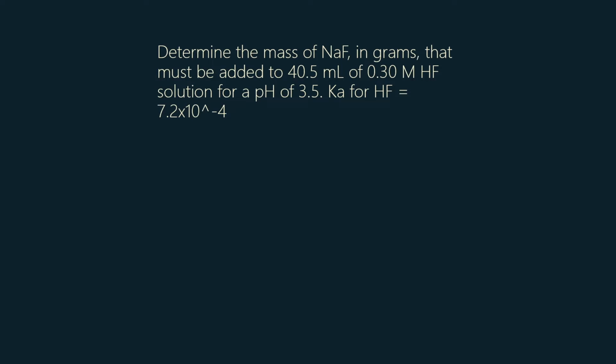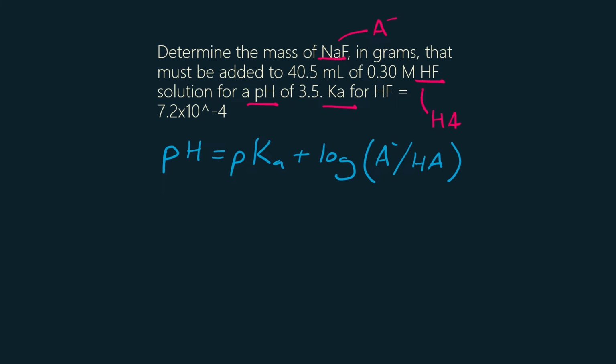Determine the mass of NaF in grams that must be added to 40.5 milliliters of 0.3 molar HF solution for a pH of 3.5. The Ka is given to us. So first things first, we know HF is our HA. NaF, which is the same as F-, is our A-. We also know our pH and Ka. So we have all the pieces set for the HH equation.